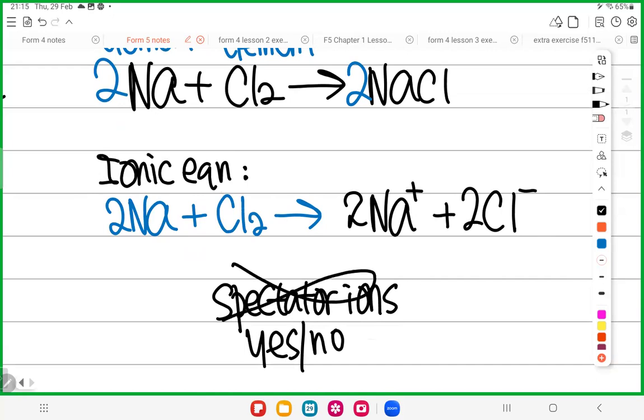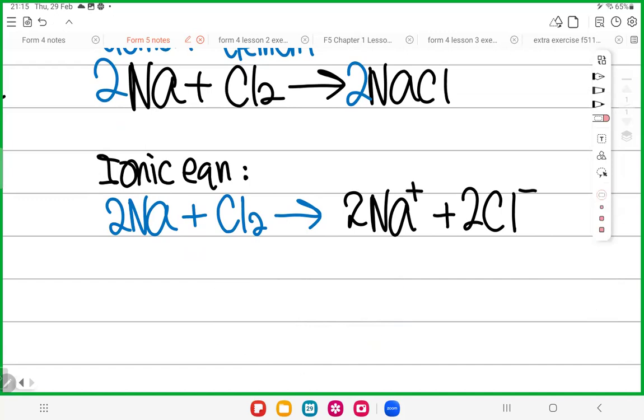You get it? I don't want you to have a wrong concept to say, oh, Mr. Martin said must cut one. No, you only cut if you have a spectator ion. If you have a spectator ion, you cut. If you don't have a spectator ion, you don't cut.